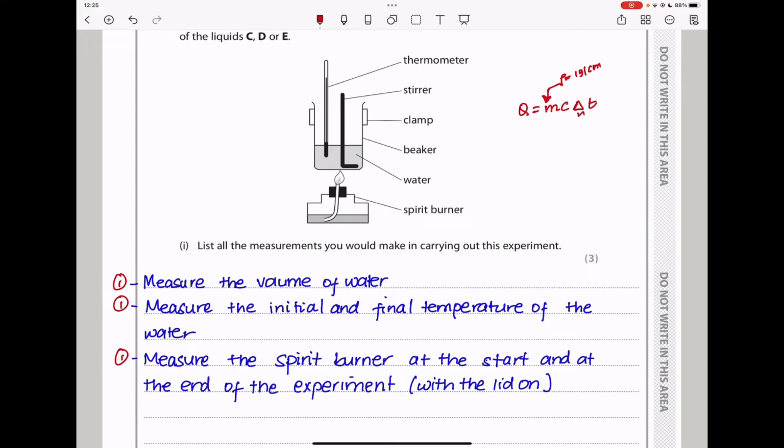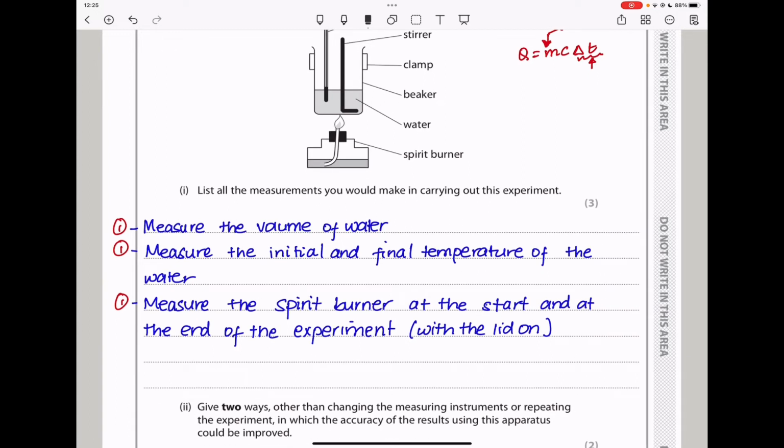You also need to measure the temperature, initial and final temperature, so that you can find out the delta T. You also need to know the mass of the fuel used in the combustion. So here I said, measure the volume of water, measure the initial and the final temperature of the water, measure the spirit burner at the start and at the end of the experiment. The reason for measuring the spirit burner is to find the mass of the spirit burner before you burn any fuel and the mass of the spirit burner after burning the fuel, so that we can find the mass of the fuel that has been burnt.